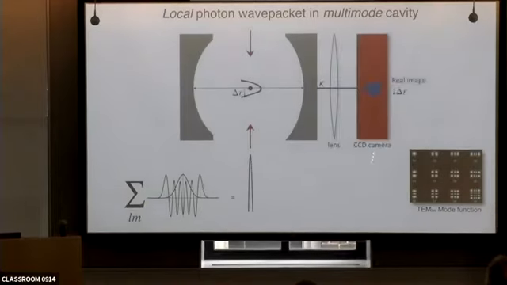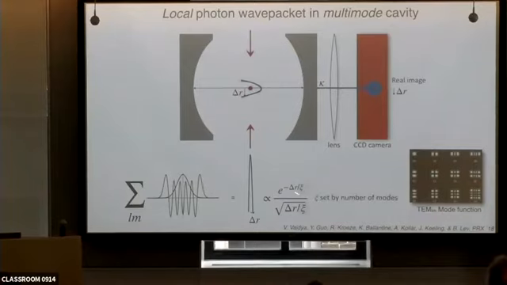What does that width look like? Well, you can image this little wave packet onto a CCD camera and measure its radius, or you can calculate that with your friends like Jonathan. And what you find is some expression that looks like this, okay? Where the width of this is set by the number of modes.